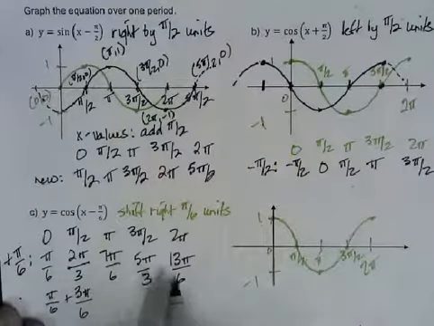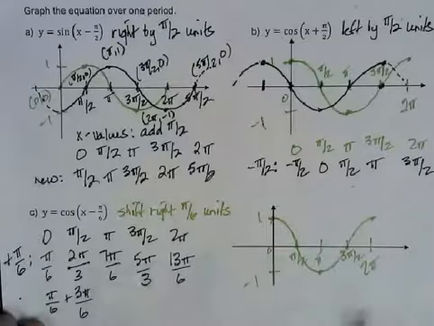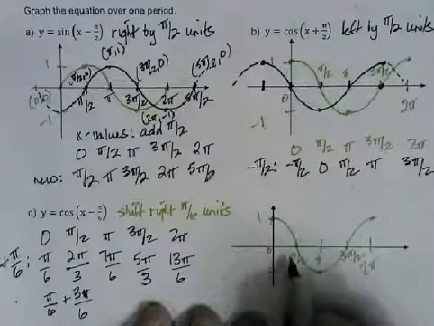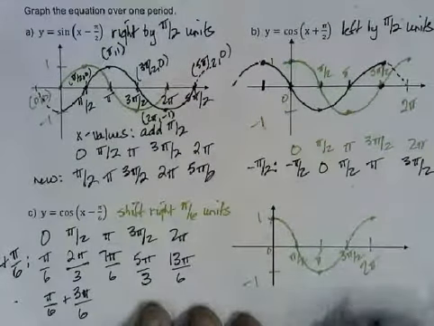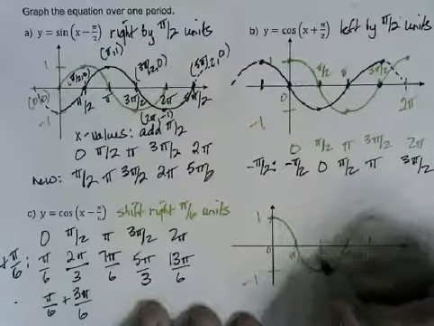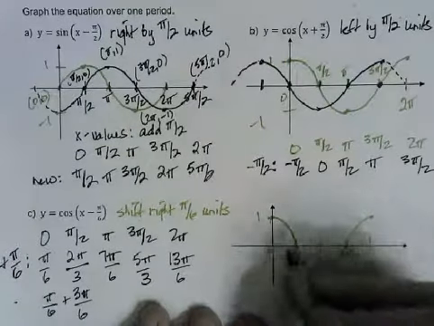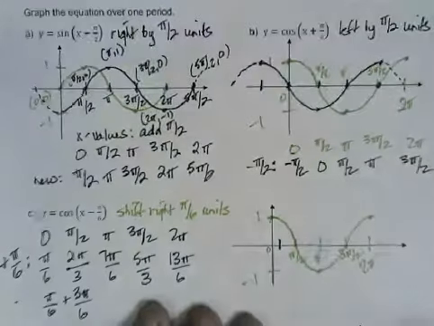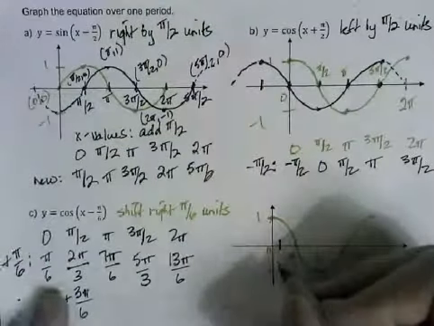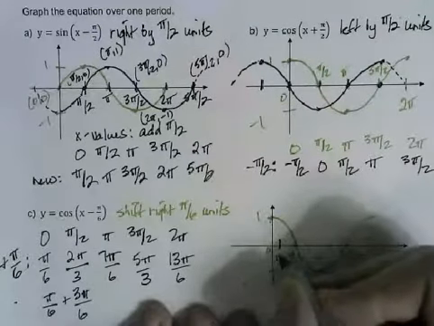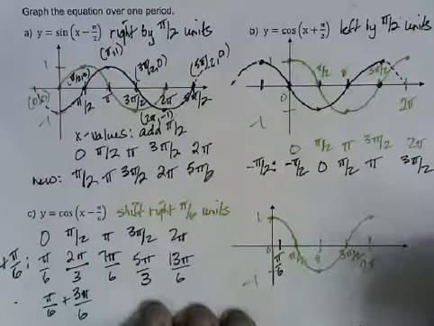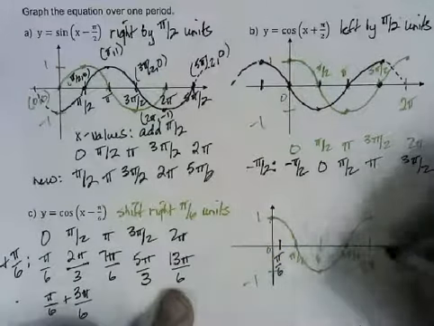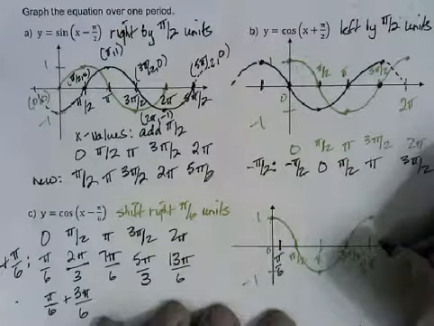These are the x values of my new key points on my graph. And remember, I'm taking this and just shifting it over pi over 6. So if we think of pi over 6, it's pi divided by 6. So that's going to be just about that much. So here would be my first x value, pi over 6. My last one is 13 pi over 6, which is just a little past 2 pi.